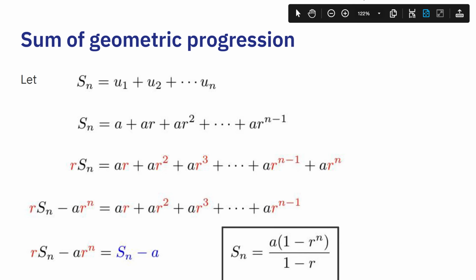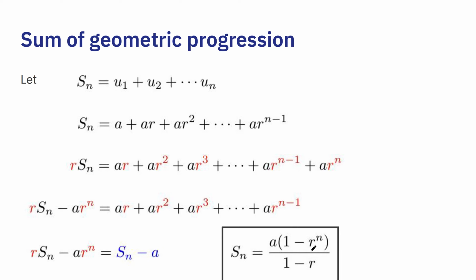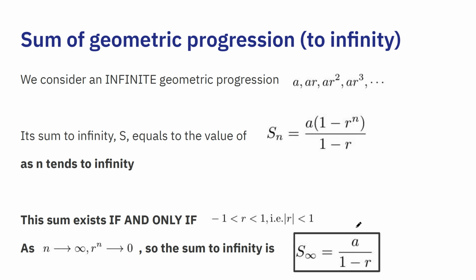We will get Sn equals to this formula over here. So this is a formula that you must know, but the derivation might not be 100% necessary, but it's very good to know because sometimes they can lead you to derive this in the exam paper. So this is the formula you have to remember for the sum of the first n terms of the geometric progression. Okay, so geometric progressions can go all the way to infinity.